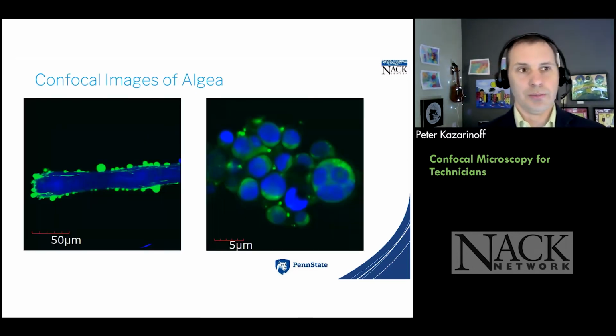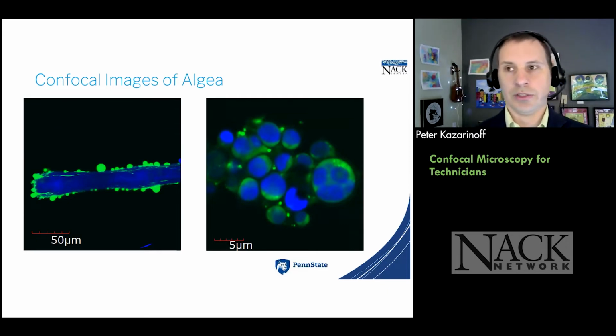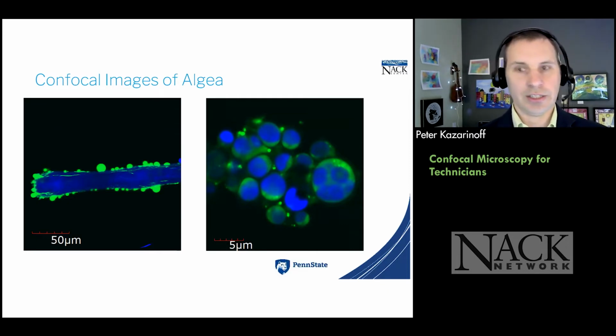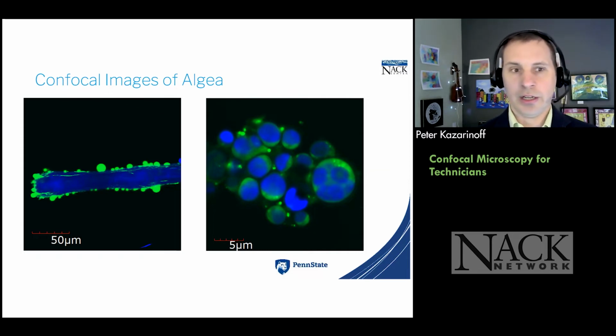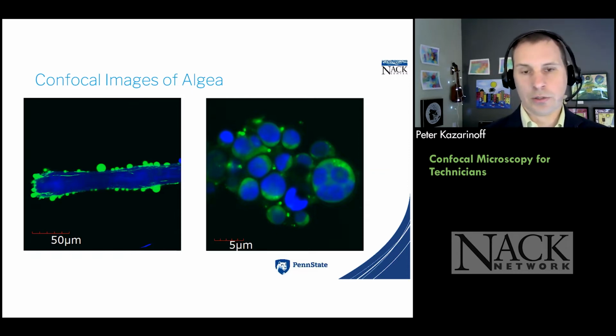So these are images of algae that one of the students collected from a pond that was near their house that had ducks in it. And here we can see the two different types of chlorophyll and the natural fluorescence that comes out of those types of chlorophyll.